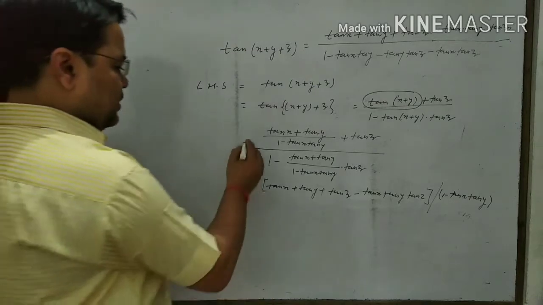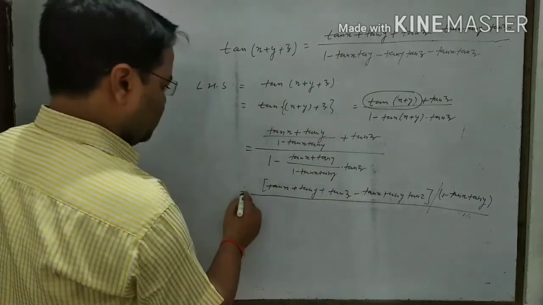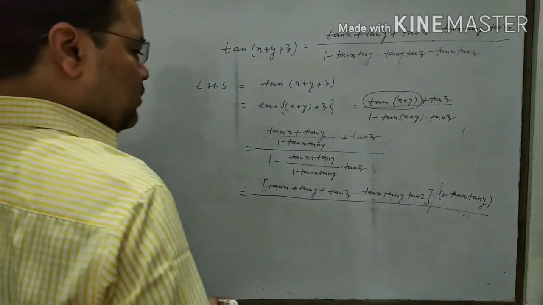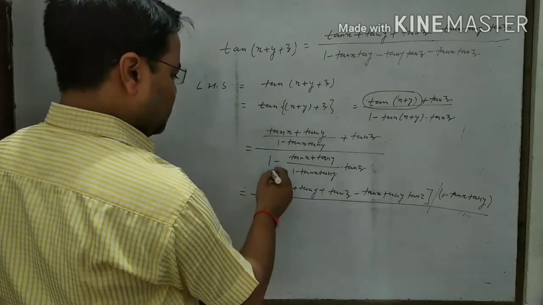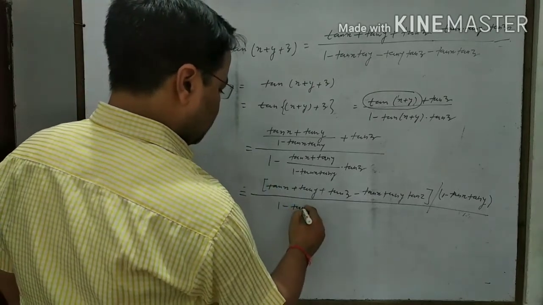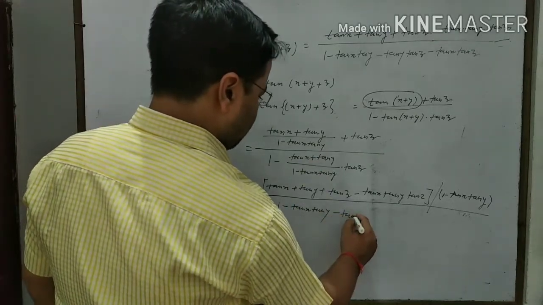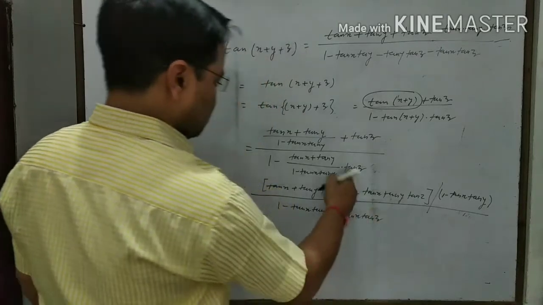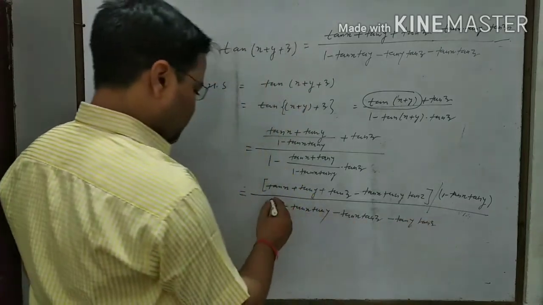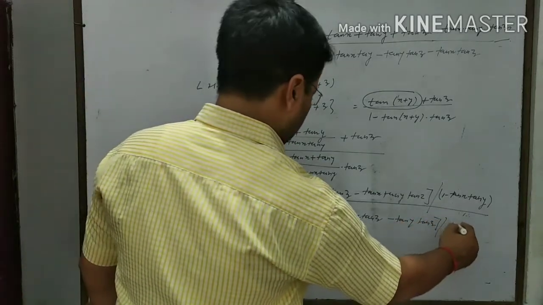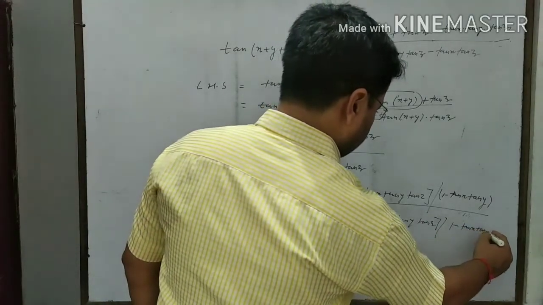Similarly, the denominator of this, how will it be? It will be 1 minus 1 multiplied here, so 1 minus tan x tan y, and this multiplied to this, so minus tan x tan z. Again here it will be minus tan y tan z in the denominator, and whole upon 1 minus tan x tan y, 1 minus tan x tan y.